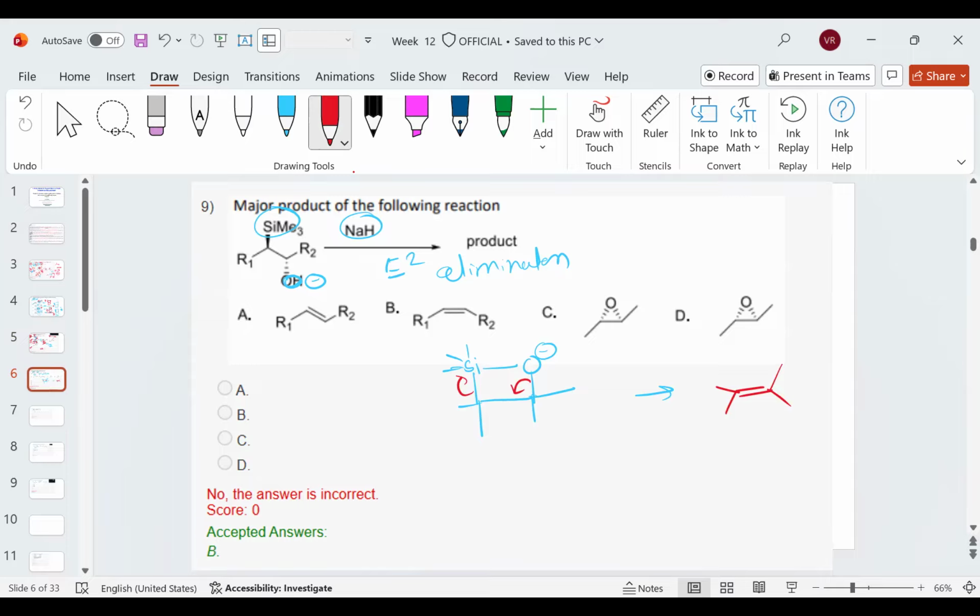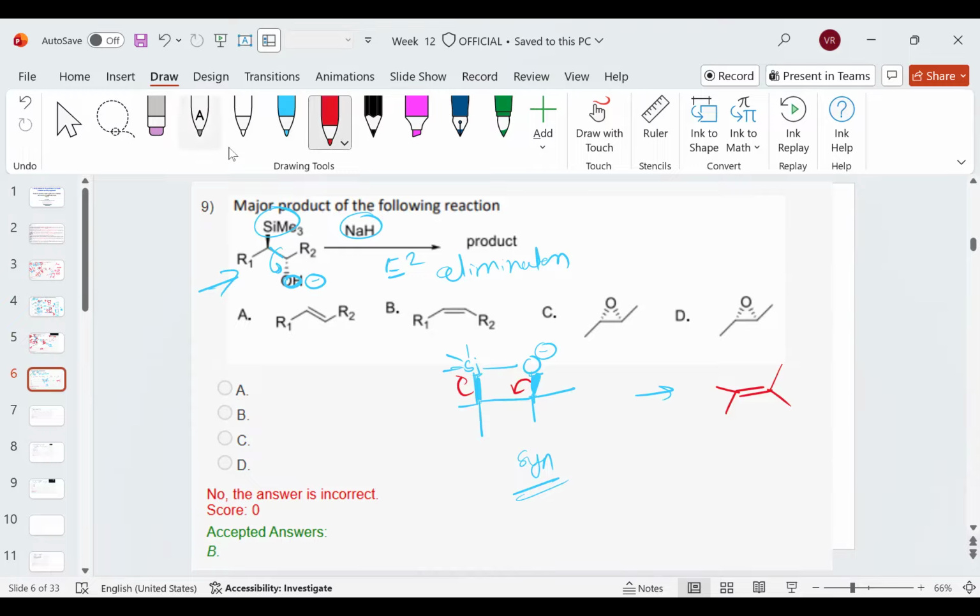The condition here is that the bond between carbon and silicon and this carbon-hydrogen bond have to come syn to each other. It needs to be oriented in the syn orientation, right? So if you do the syn orientation of this one, what do we get? We need to rotate this molecule across this bond, to get it in this conformation.